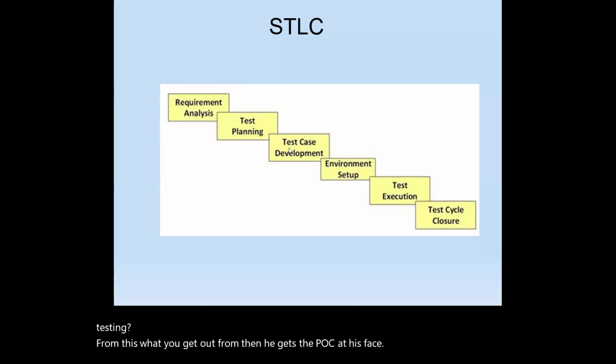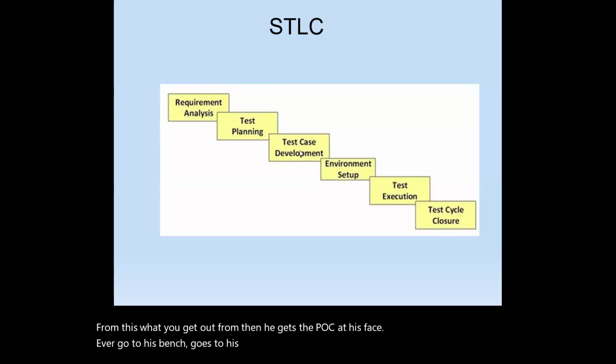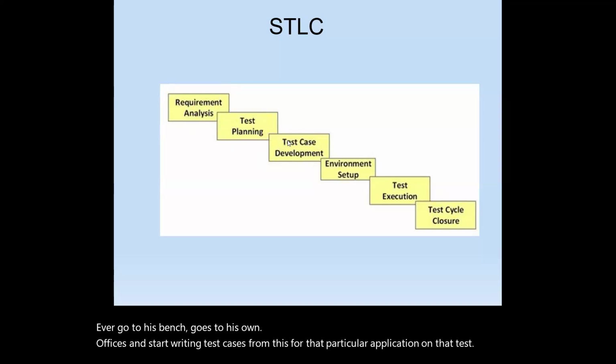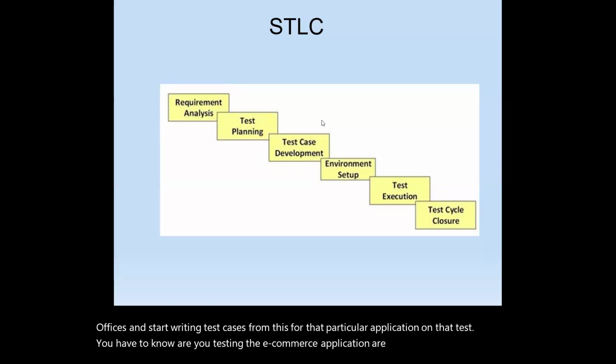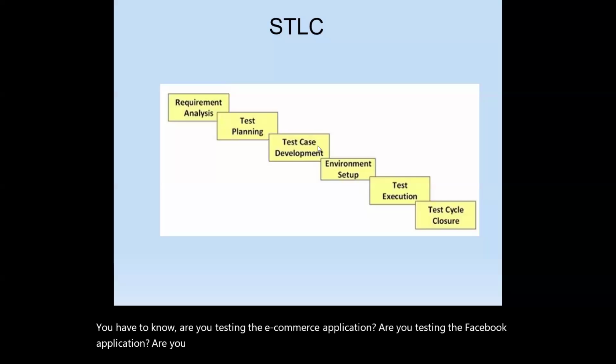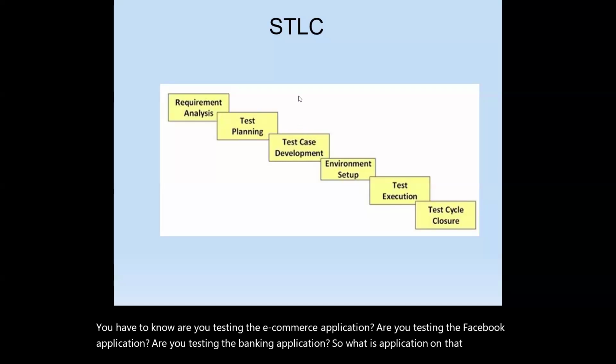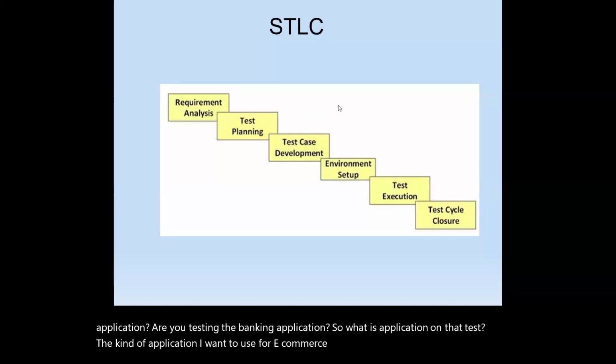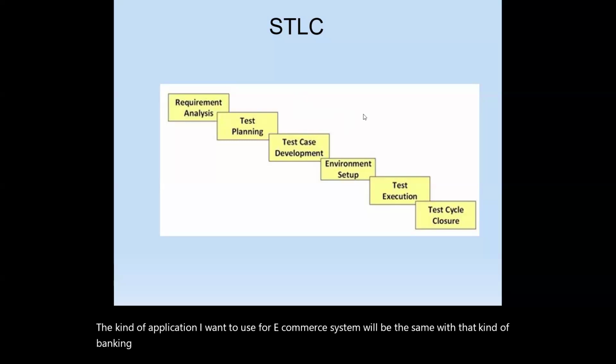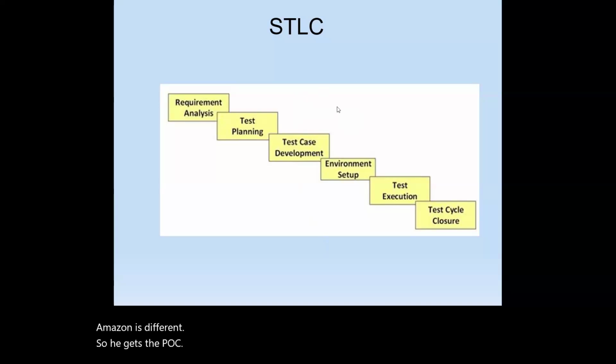Everyone goes to their own offices and starts writing test cases for that particular application. You have to know: are you testing the e-commerce application, the Facebook application, or the banking application? The kind of application for e-commerce is not the same as banking. Banking is different from e-commerce. Your Facebook, eBay, and Amazon are different. So it gets a POC.